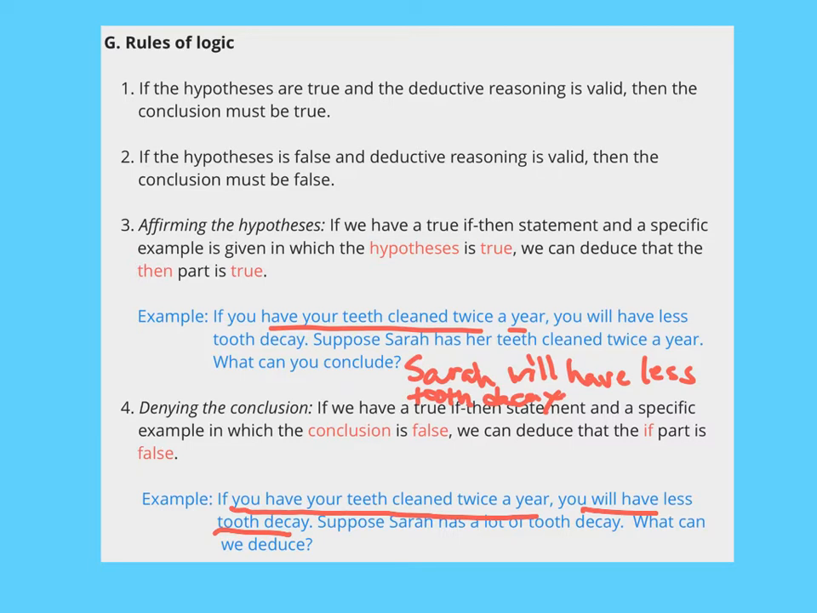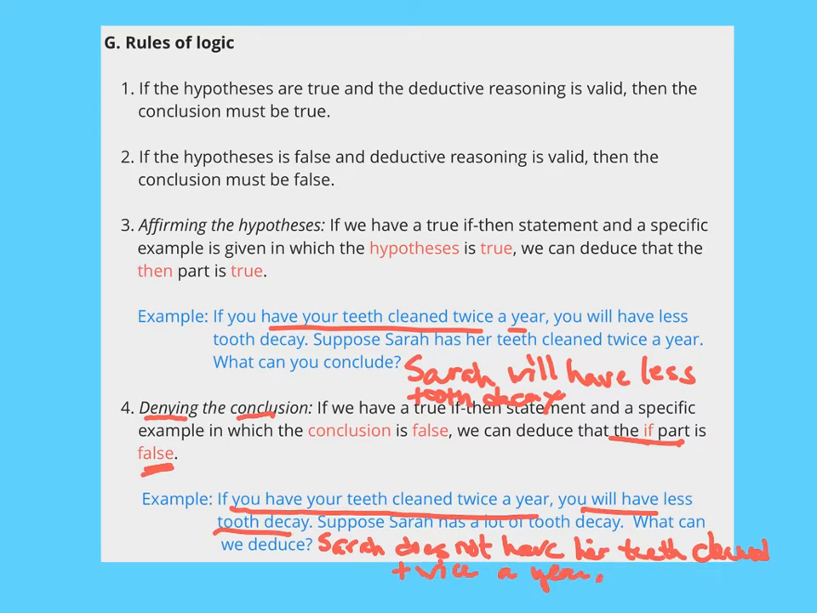So now we're going to deny the conclusion. So we're going to say that Sarah has a lot of tooth decay. So we're denying the conclusion part. So that means that we can also conclude that the if part was false. And so that would mean that Sarah does not have her teeth cleaned twice a year.